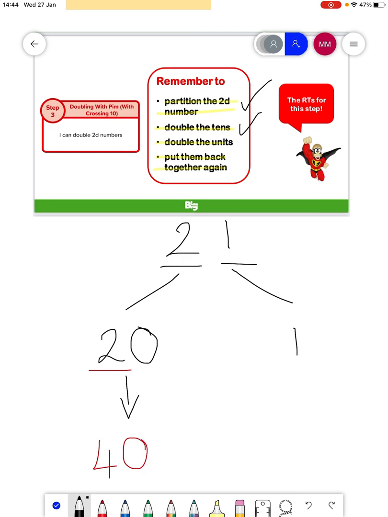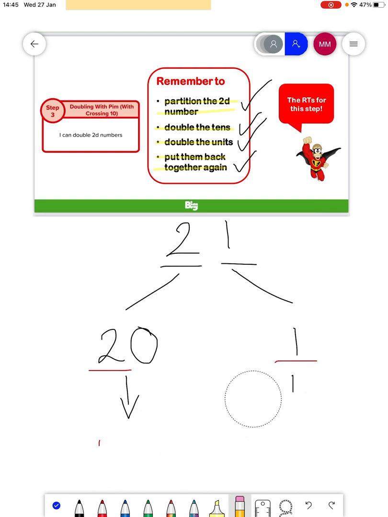Next thing we have to do then is double our units. Doubling the number 1, boys and girls. So 1 add 1, 1 times 2, double 1. And the answer would be 2. That's right. So there we go, we've now doubled our units. Our last step is that we have to put them back together again. So 40 add 2 is 42. Simple as that, boys and girls. That's us used our steps.